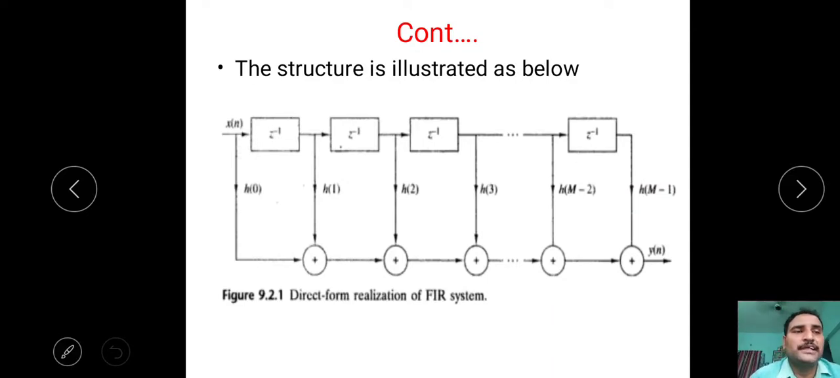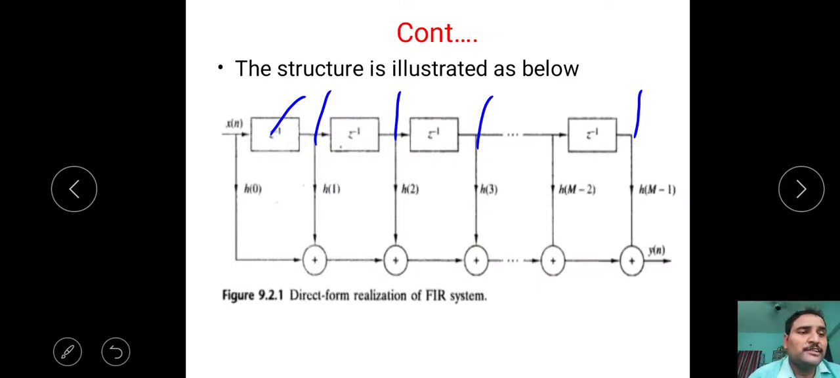How, sir? Just direct realization. So if we expand that equation, what do we get? y of n equal to h of 0 into x of n. So we have taken some delay elements here. Here it is x of n. After the first delay element we get x of n minus 1, after the second delay element we get x of n minus 2, after the third delay element we get x of n minus 3, and after the final delay element we get x of n minus k.